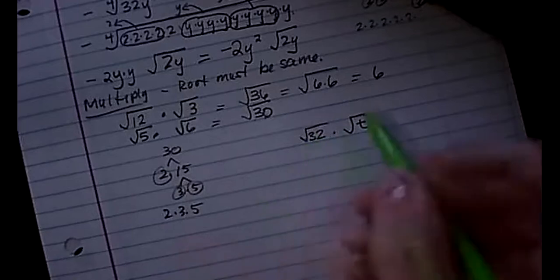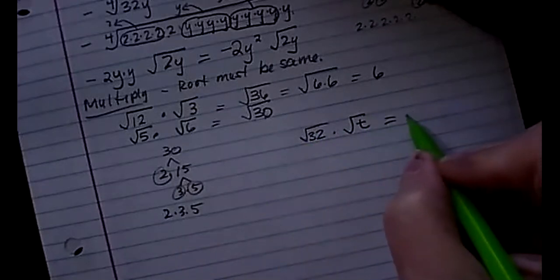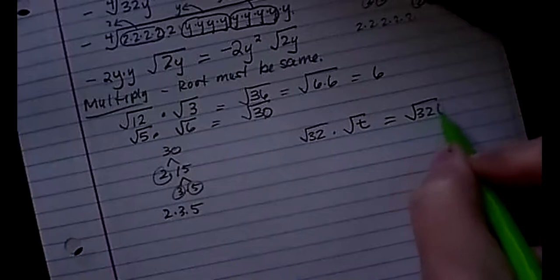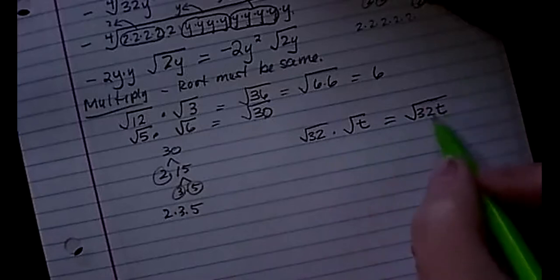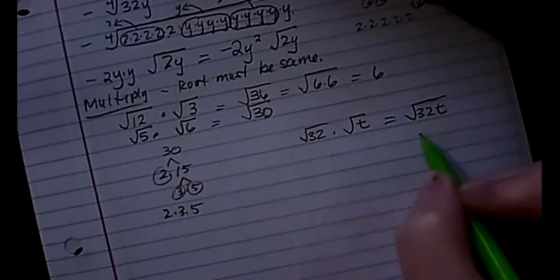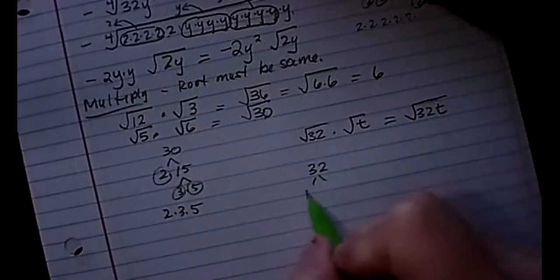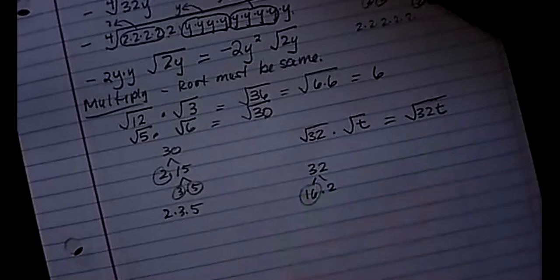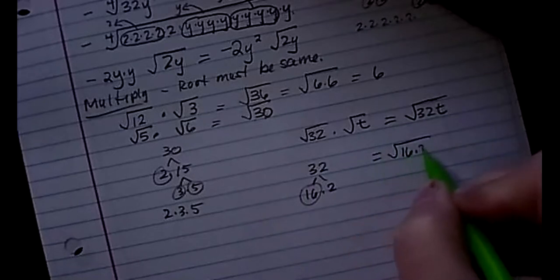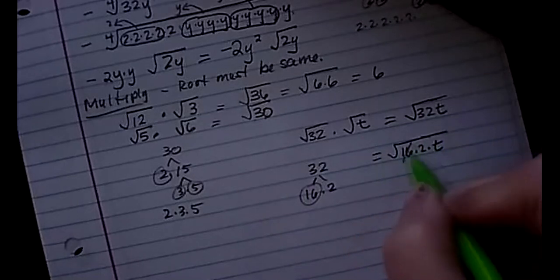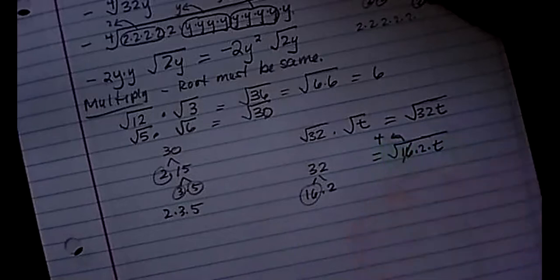Well, the radicals are the same, so I can multiply together. 32 times t is just 32t. Okay, now can I break 32 down? I think I can. So I'm just going to do it the shorter way. All right, so 32 is 16 times 2, and I know the square root of 16 is 4. So I can break this down to 16 times 2 times t, and I know this will come out to be a 4 because 4 times 4 is 16.